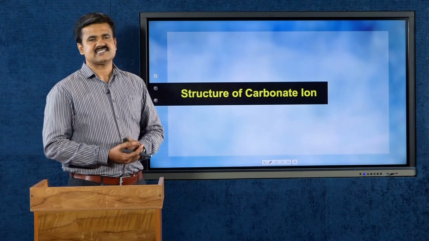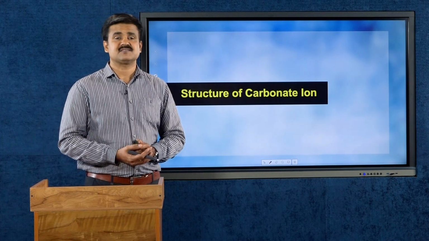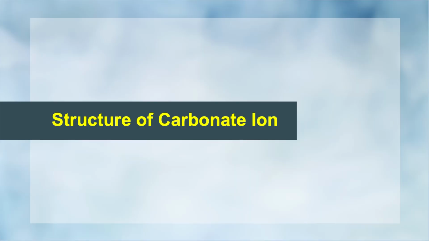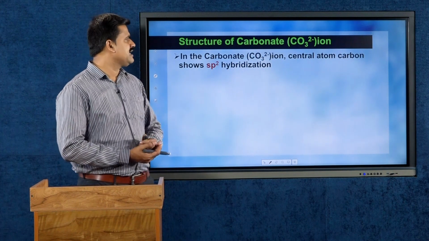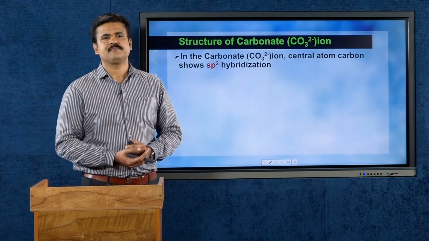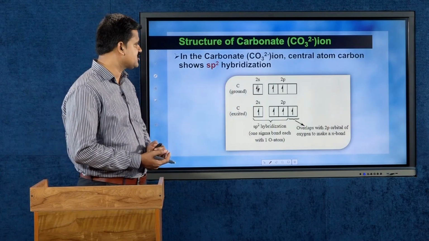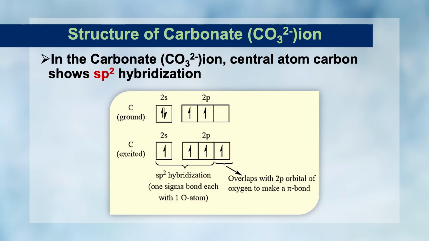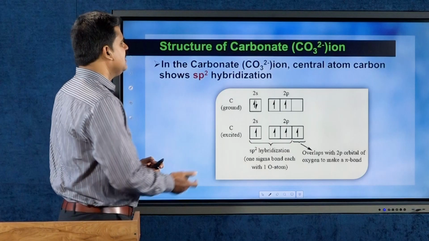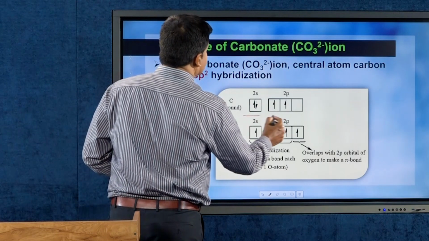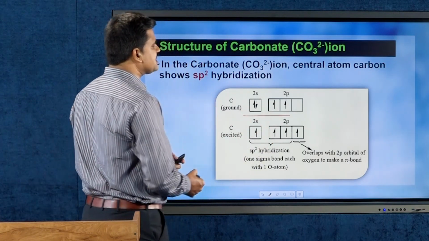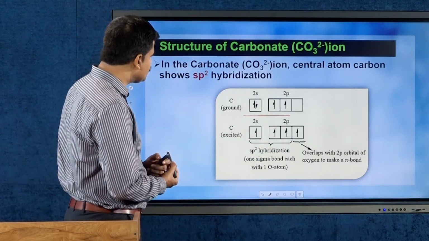Now we are discussing the structure of another anionic species, that is carbonate ion. Structure of carbonate ion. In the carbonate ion, that is CO3 2 minus, the central atom carbon depicts sp2 hybridization. This is the electronic arrangement that leads to sp2 hybridization in carbonate ion. This is the ground state arrangement of the carbon atom. Carbon atom has an outer shell configuration of 2s2 2p2.